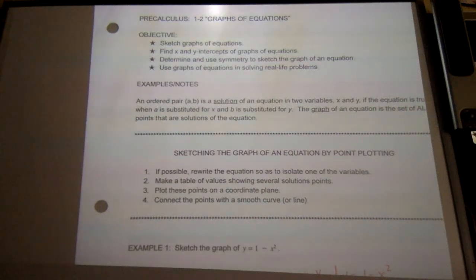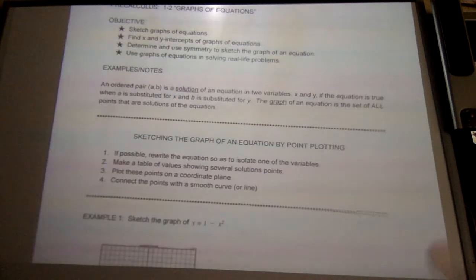All right, Unit 1, Lesson 2, we're going to look at graphing equations. We're going to look at finding x and y intercepts, lines of symmetry, determine if it has symmetry, and so on. You guys can read it. Let's go down here and look at example 1.